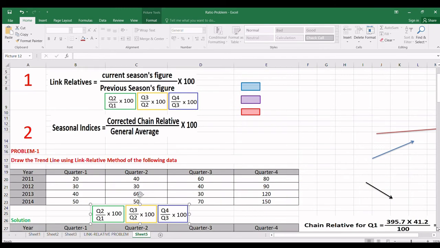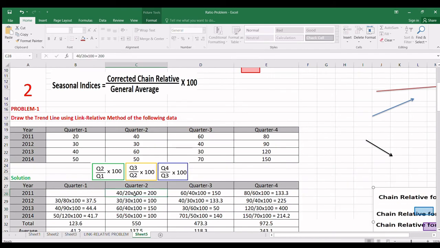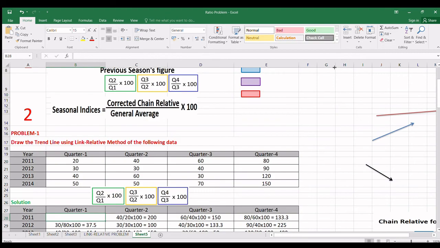So I'm going to start the solution of this. First, I'm going to find the link relative. As I said, I'm not going to calculate the link relative for quarter 1. Quarter 2 link relative I will be calculating. So how to find this one? For this, I'm going to take the help of these color boxes so that I can explain in more detail, and you can follow my cursor movement as well.